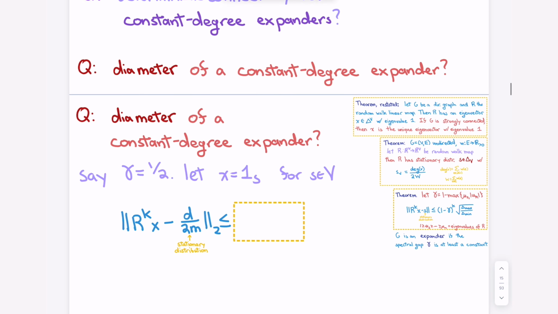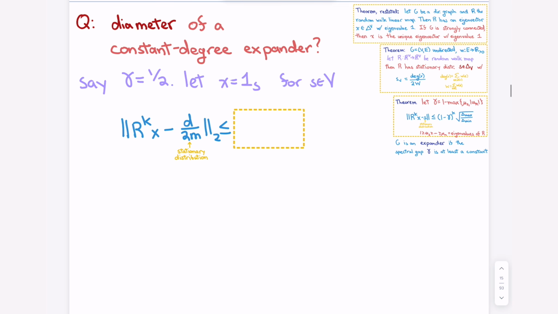Okay, so imagine doing a random walk on a constant degree expander. Just start at some vertex, right? So I'll let x be all the mass on some starting vertex s. It's going to converge to some stationary distribution that's in proportion to the degree. So if it's a constant degree expander, it's just going to be all ones. Still, what do we know about expanders? What's the spectral gap? I guess it's 1/2 here.